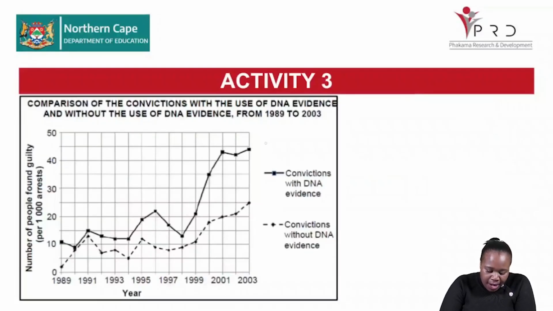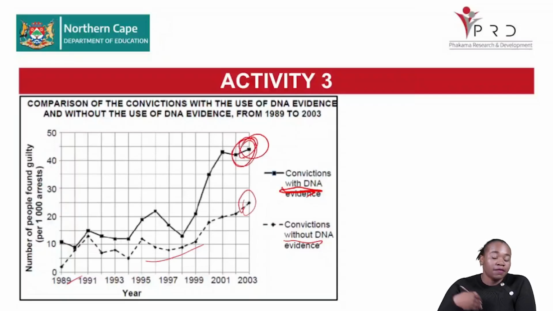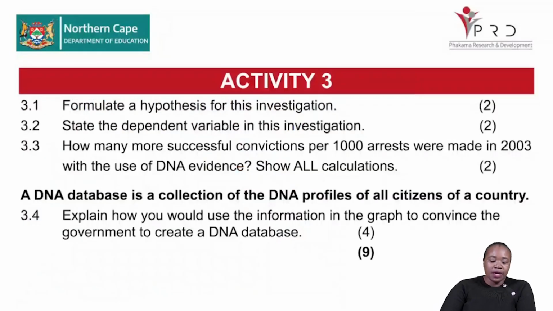The first line, that is with DNA evidence. The second one is without DNA evidence. We can also see that without DNA evidence, it's lower than with DNA evidence. And as the years progresses, the technology has improved. So the number of convictions have increased much higher than without the DNA evidence.